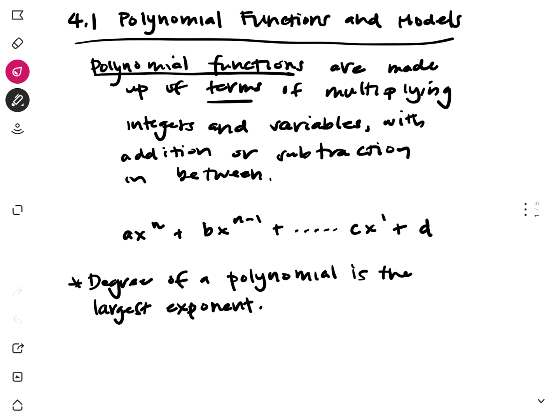And the big idea here is we want to be able to identify polynomial functions, and then, being given polynomial functions, we kind of want to know what they look like. So if we were to graph them, what are the characteristics of this graph, without maybe having to actually graph the functions themselves? So what polynomial functions are, they're made up of terms, right? So a bunch of terms of multiplying integers and variables with addition or subtraction in between. So you might see it in a textbook look like this.